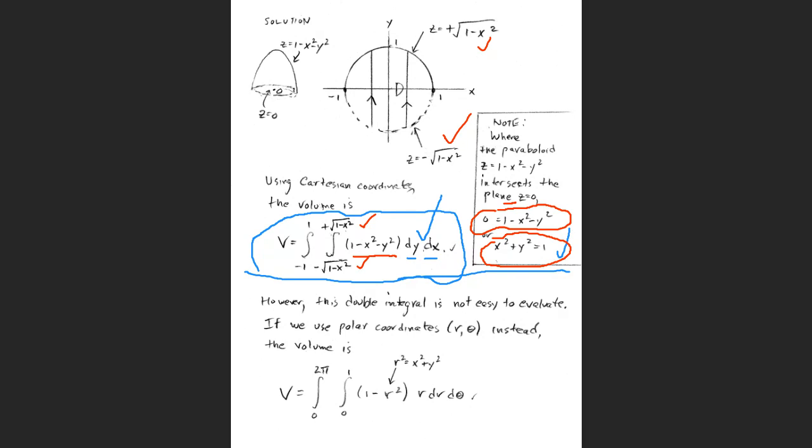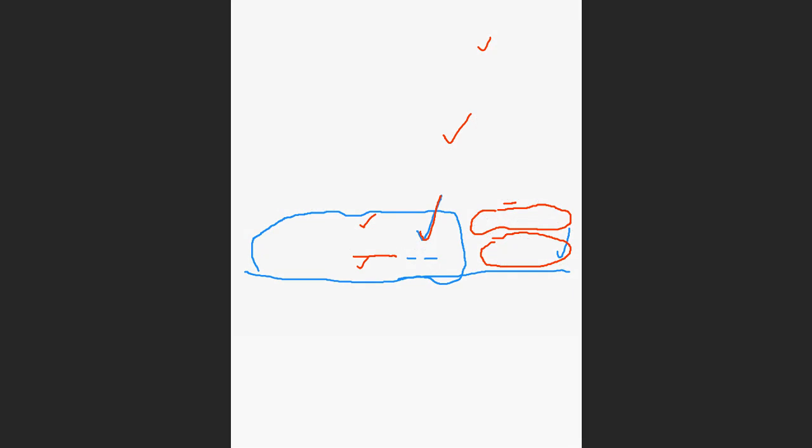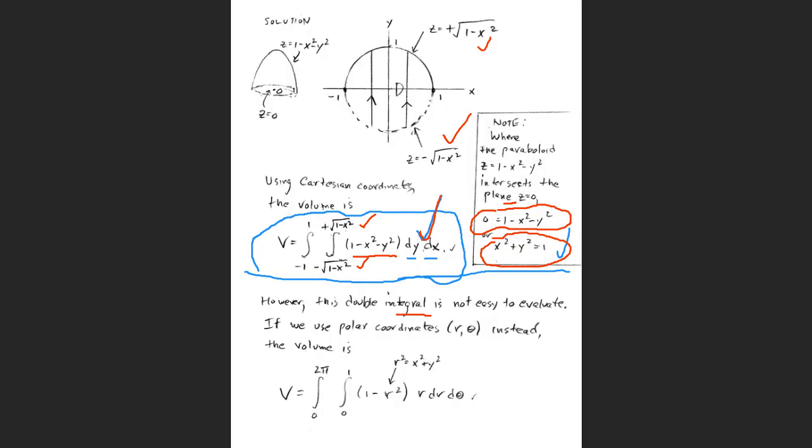correct, but now we have to compute it. With Cartesian coordinates, it could be a little complicated, being that the double integral is not easy to evaluate. So let's try to use polar coordinates. The circle has radius 1, so r goes from 0 to 1, and theta goes from 0 to 2 pi.